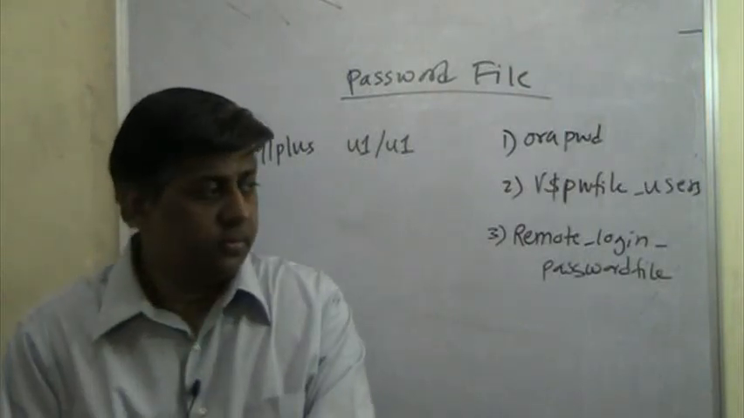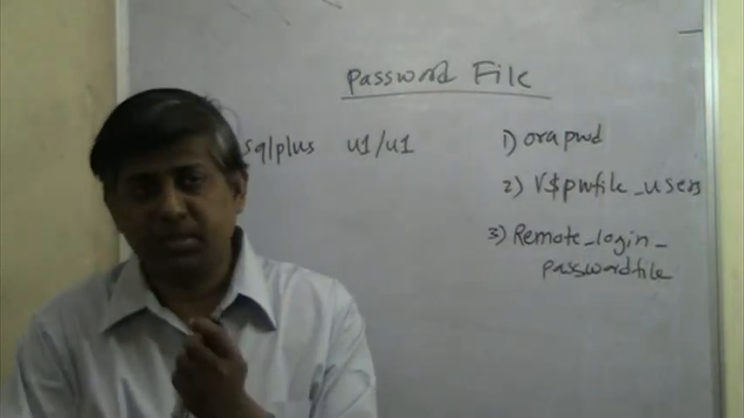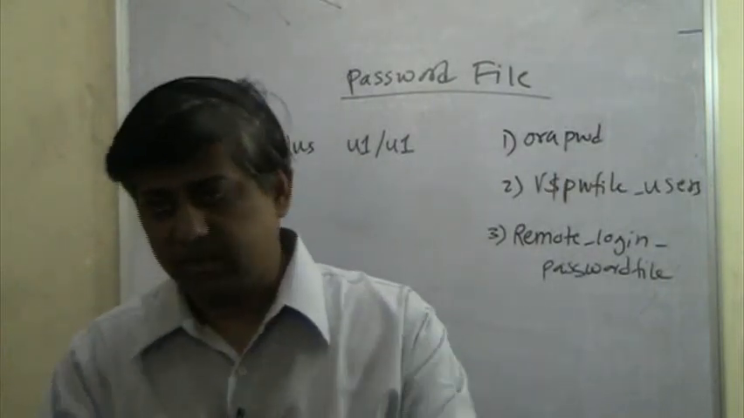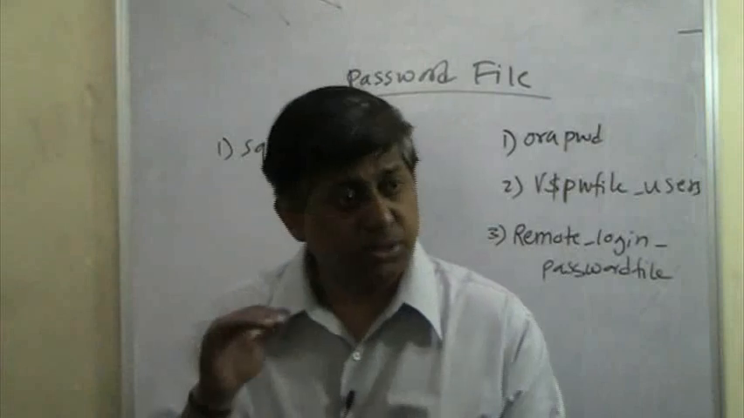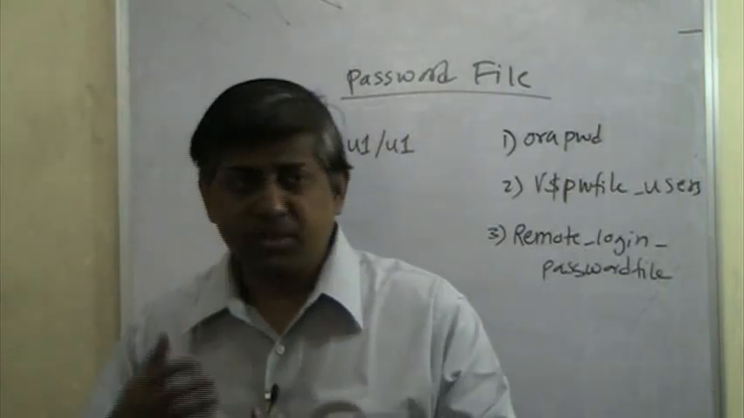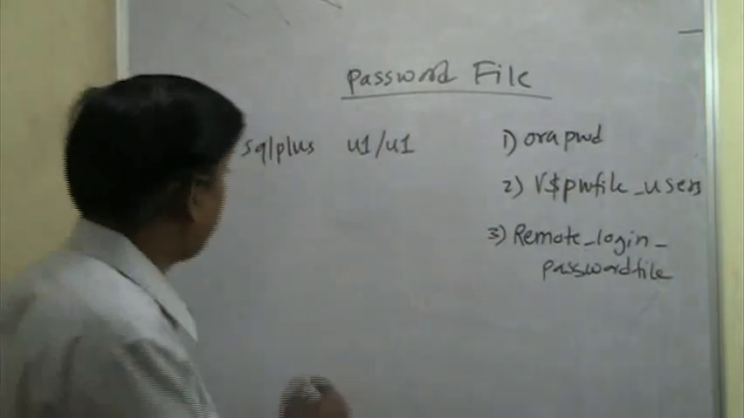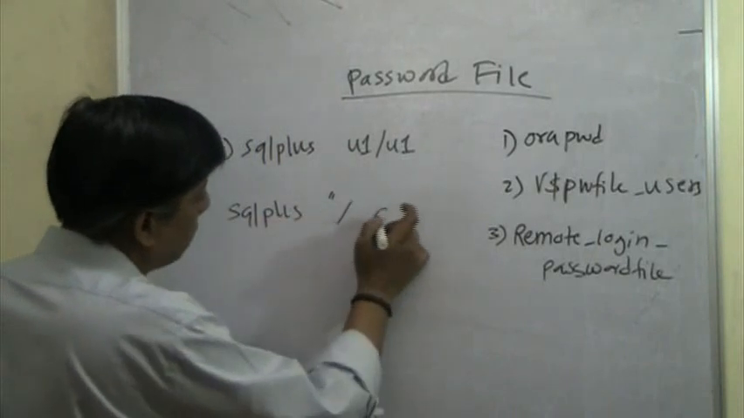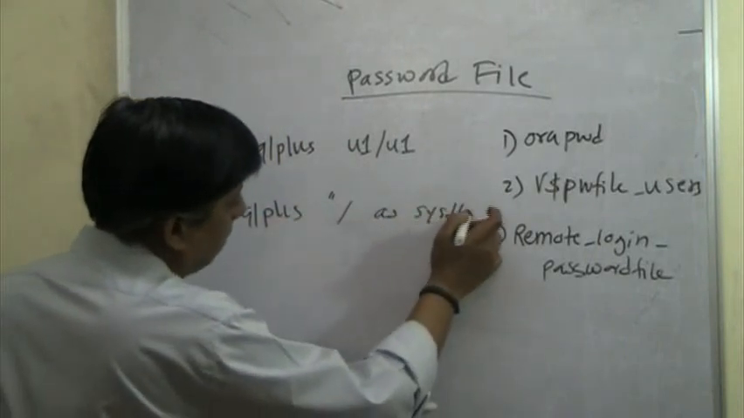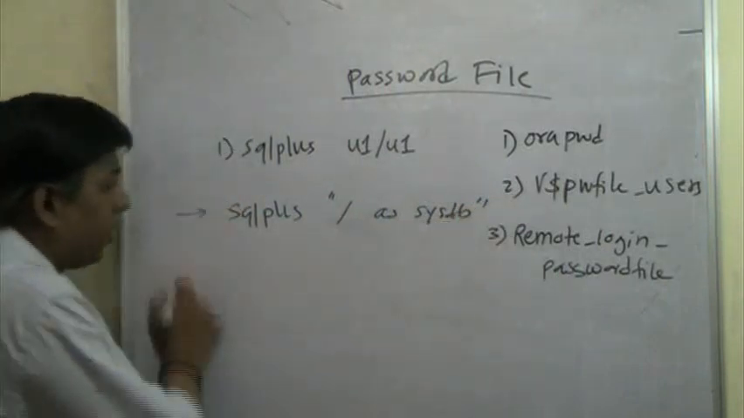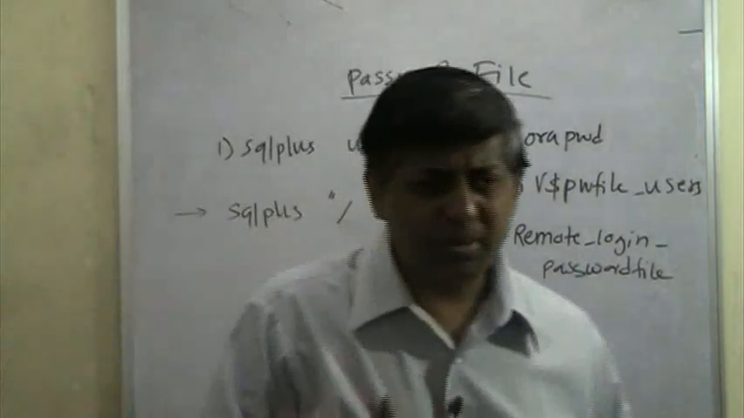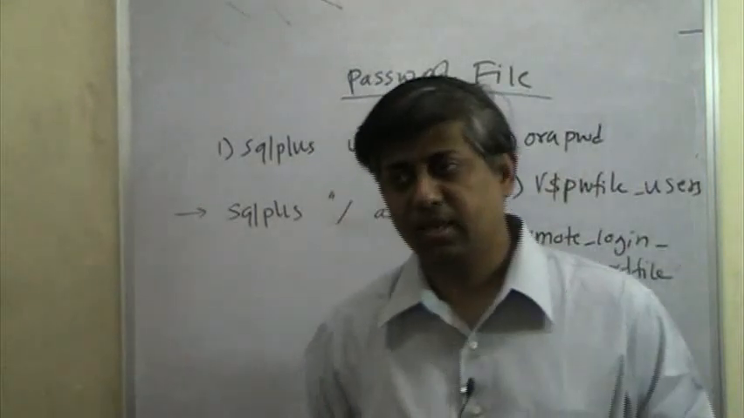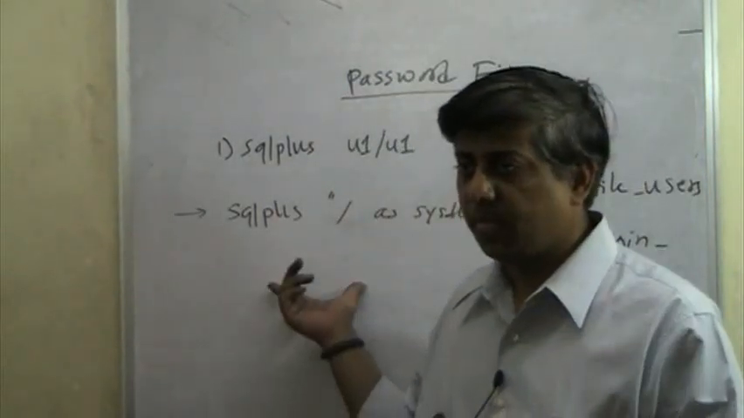Now, my next question is, how do you start up an instance? If it's totally shut down, how do you start up an instance? First, you have to log in, correct? First, you have to log in using what command? SQL plus, you do slash as sysdba. You log into a database, but the database is not running. How can you log into a database if it is not running?